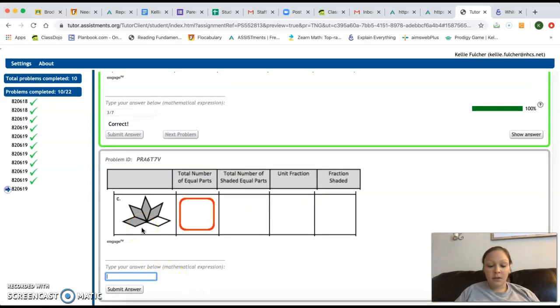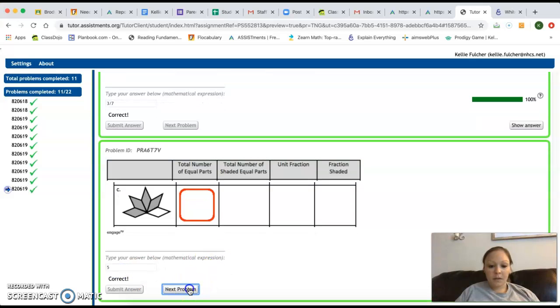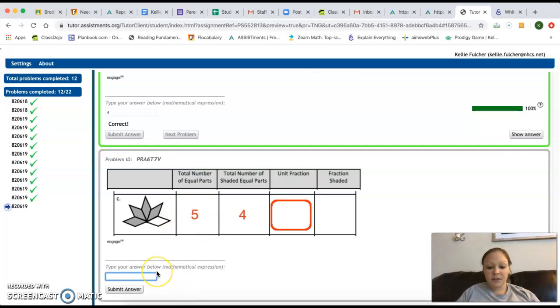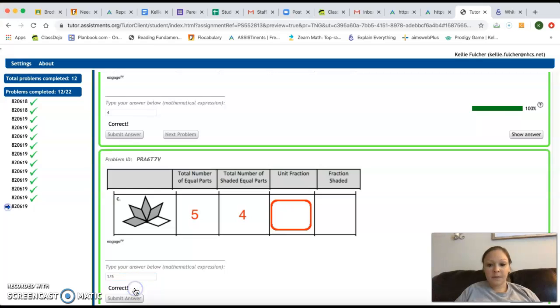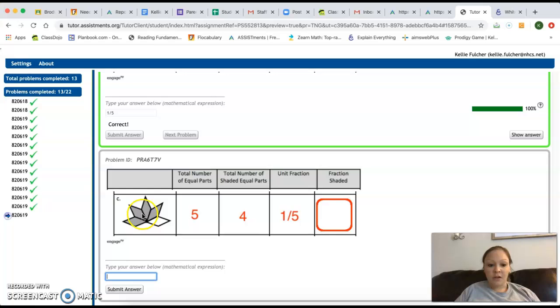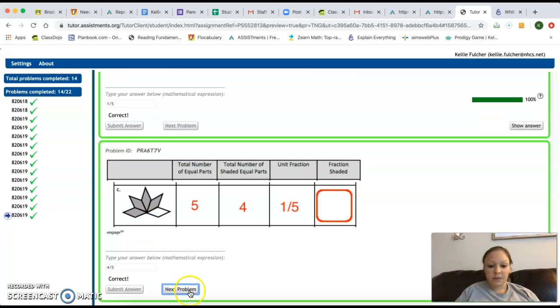Here, same thing, total number of equal parts, 1, 2, 3, 4, 5. The total number of shaded, 1, 2, 3, 4. The unit fraction, since we're dealing with fifths, is going to be 1/5. And the fraction that is shaded, there are 4 out of the 5 pieces shaded, so that's 4/5.